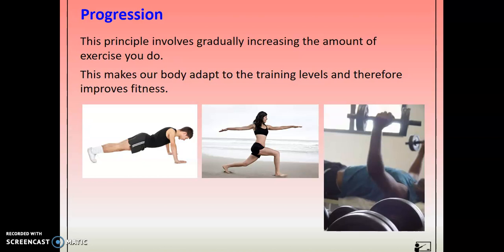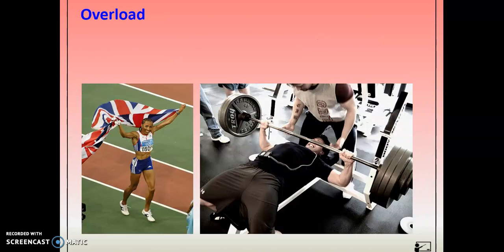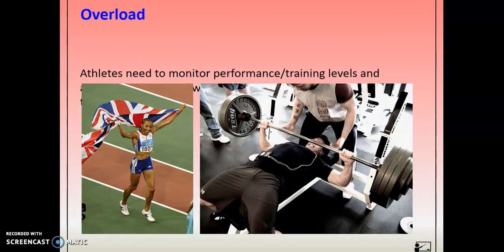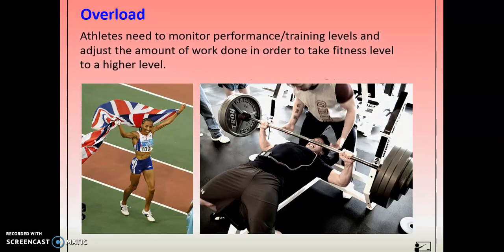Progression then. The only way to get better at something is to gradually progress it. So increasing the amount of exercise you do. There are different ways that we can progress, which we'll look at when we talk about FITT. Overload then. So overload is just like how much you progress it. So how much harder do you make it? So how much have you adjusted that, and obviously it's important to take into account fitness level.